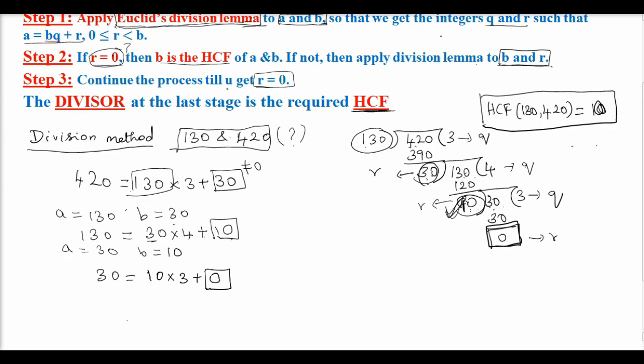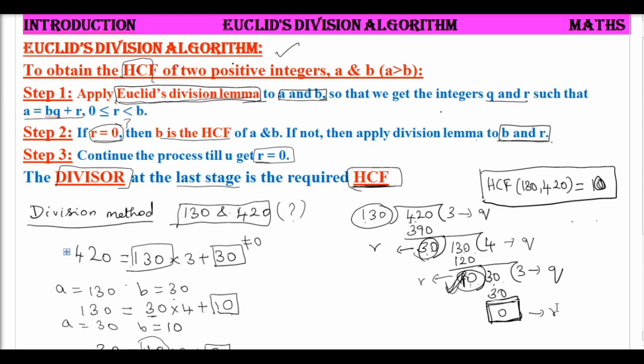So what Euclid's division algorithm says is, once you get R equal to 0, then the divisor in the last stage is the required HCF. And my divisor here is 10. So HCF of 130 and 420 is equal to 10. This is how we find the HCF of two numbers using Euclid's division algorithm, and you might have very well understood that Euclid's division algorithm is nothing but the continuous division method that you have learned in your lower classes to find the HCF of two numbers.